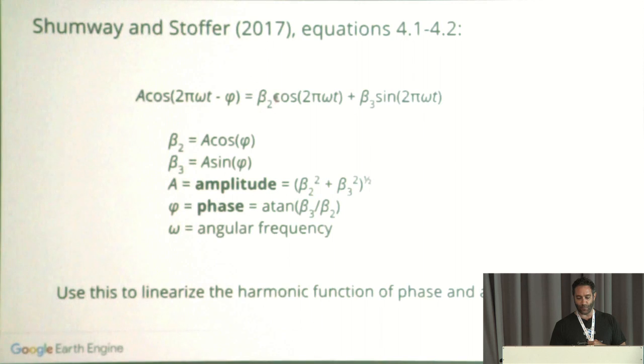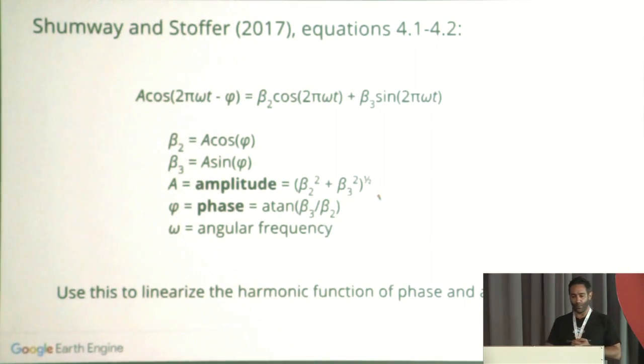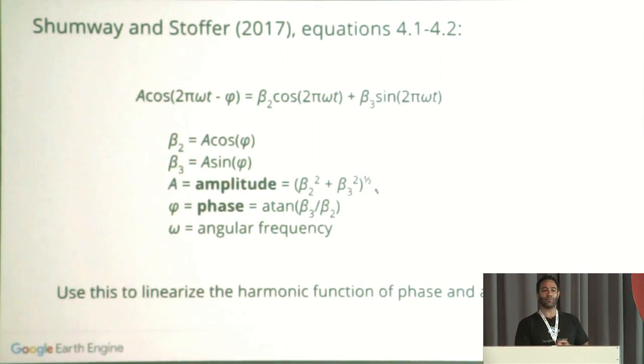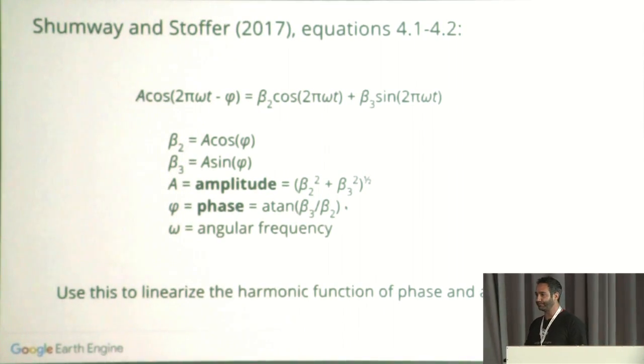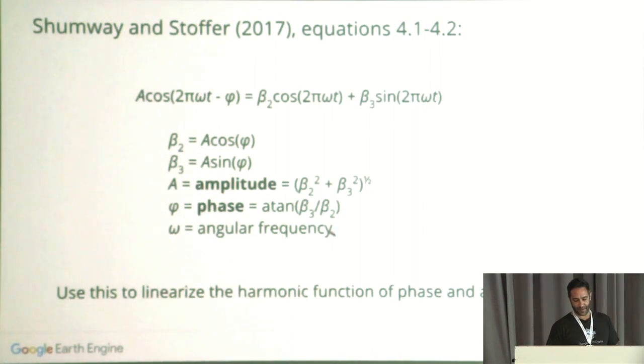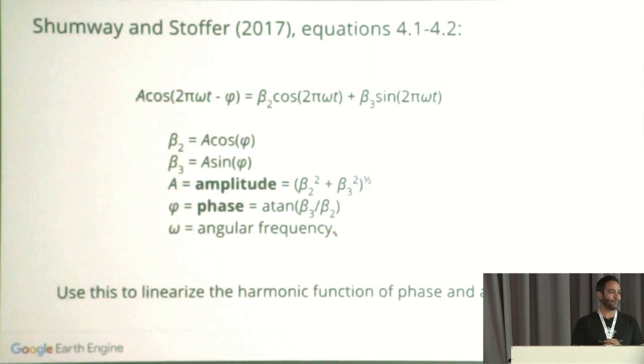And now you'll note that we have linearized this single harmonic function with a phase and amplitude into 2 harmonic terms, each of which has a different coefficient, beta 2 and beta 3. And note that beta 2 is the amplitude times the cosine phi. Beta 3 is the amplitude times the sine of phi. And so we can recover the amplitude. It's the length of that vector, if you will, or it's the square root of the sum of the squared coefficients on those 2 terms. That's the amplitude. The phase is the arctangent of the ratio between beta 3 and beta 2. And again, the omega is frequency, which we're just assuming is 1 here. 1 cycle per year.